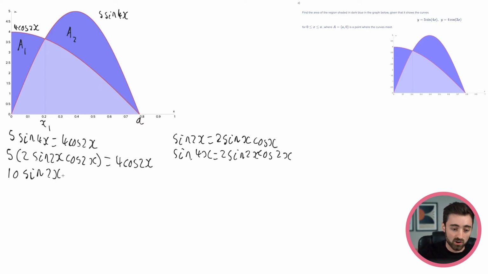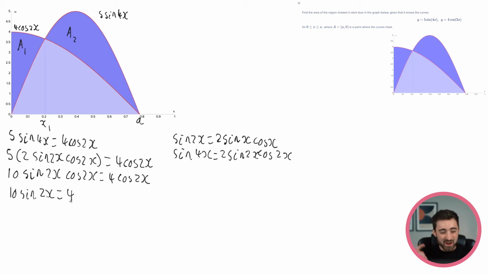10 sine of 2x cos 2x equals 4 cos of 2x. Oh, great! There's a cos of 2x on both sides, right? Why don't I just divide by it so I can get 10 sine of 2x is equal to 4. No, no, no. If we were to divide by cos of 2x there, we would actually be losing solutions. Why? So, we can't divide by 0, can we? But cos of 2x can be 0.